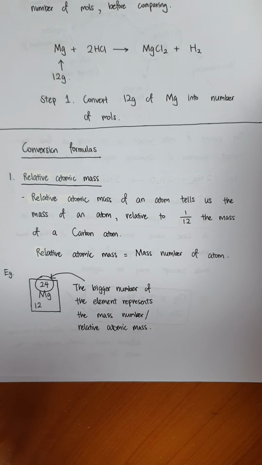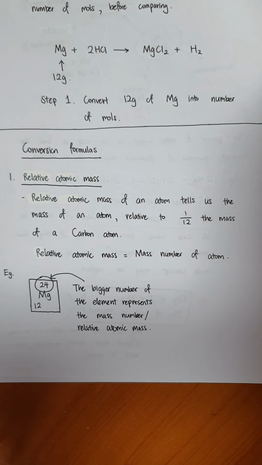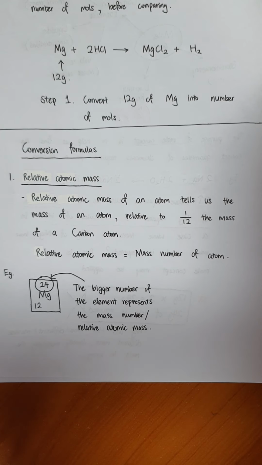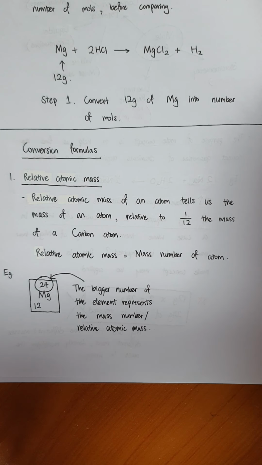So conversion is arguably the most important part of mole concept, because if you can't convert your units in real life, like your mass, into number of molecules, you basically cannot compare at all, then you cannot get your answer at all. So the first part of conversion formulas is to understand relative masses. It is actually very simple. Relative atomic mass, which is the mass of an atom, is just the mass number of whatever you see on the periodic table of the element. So for example, magnesium you see here is 24. The mass number of magnesium is basically 24. Very simple.